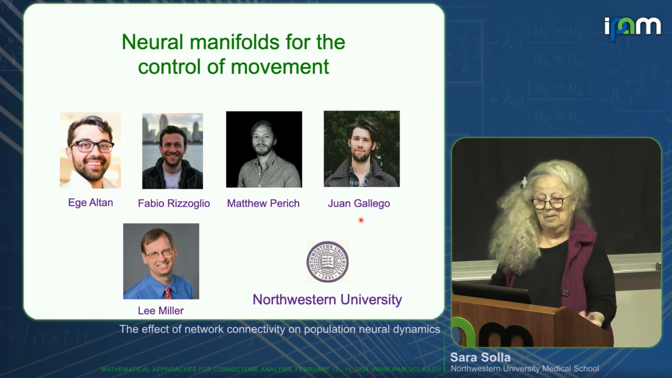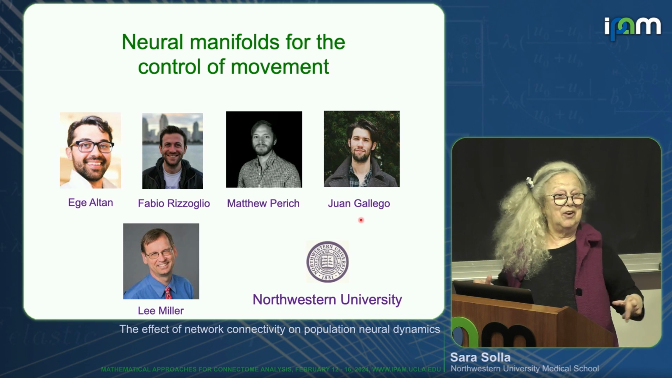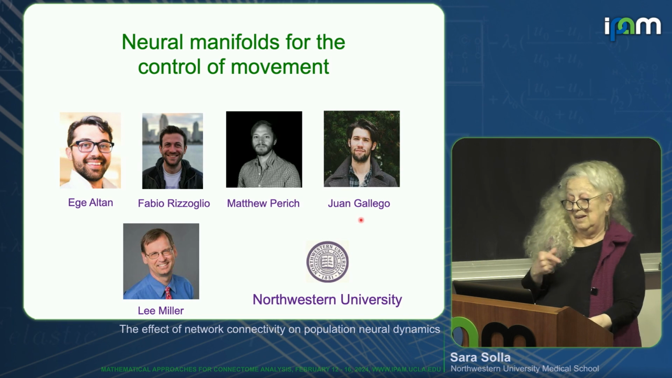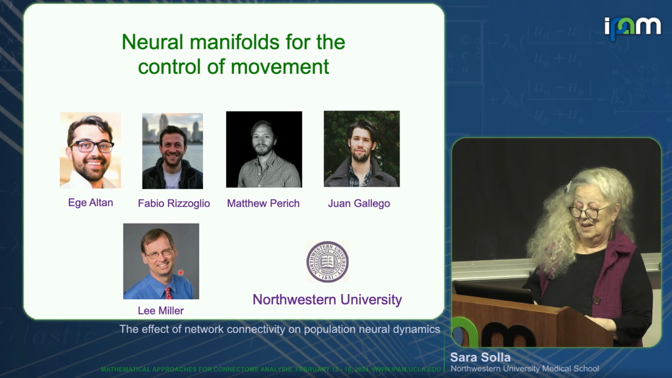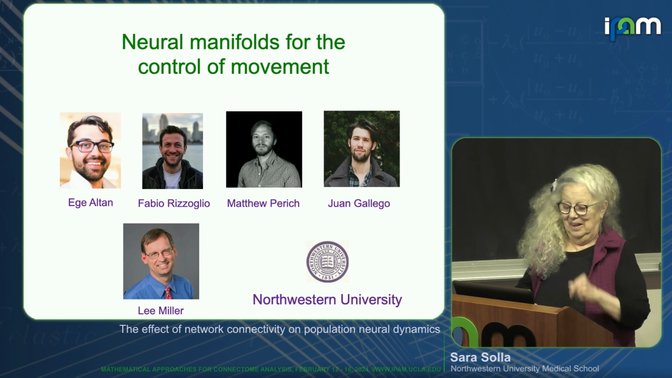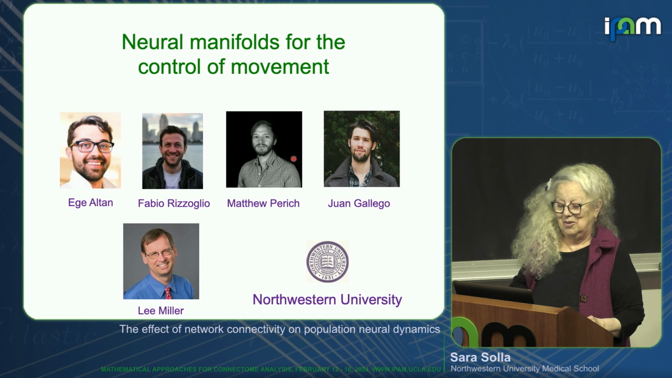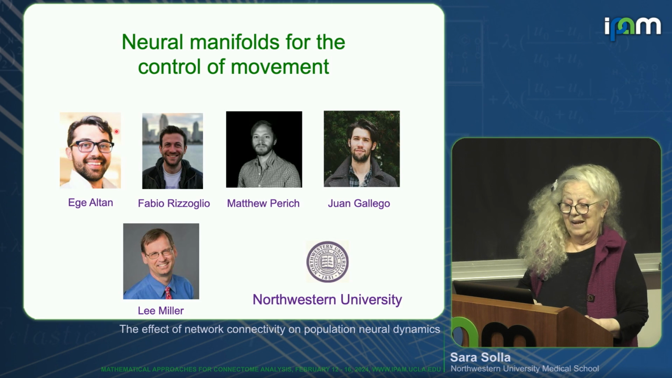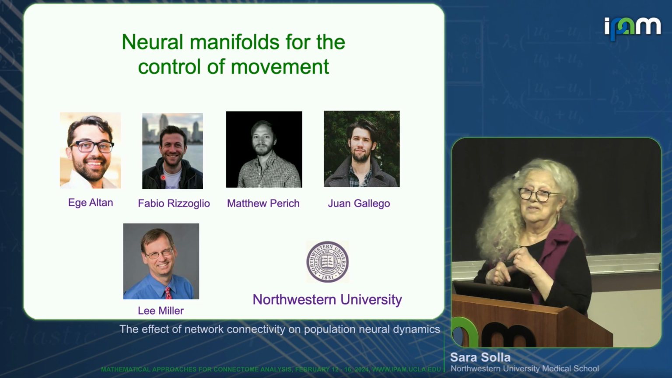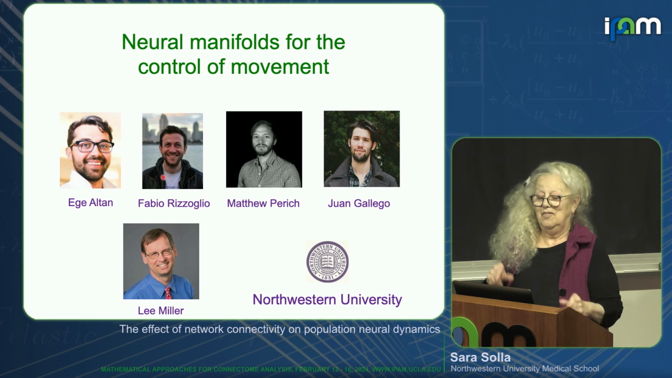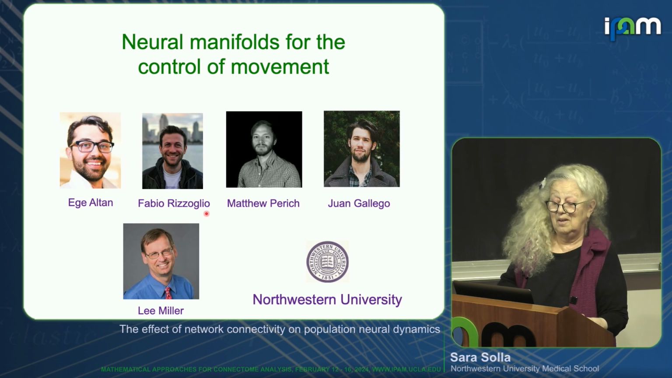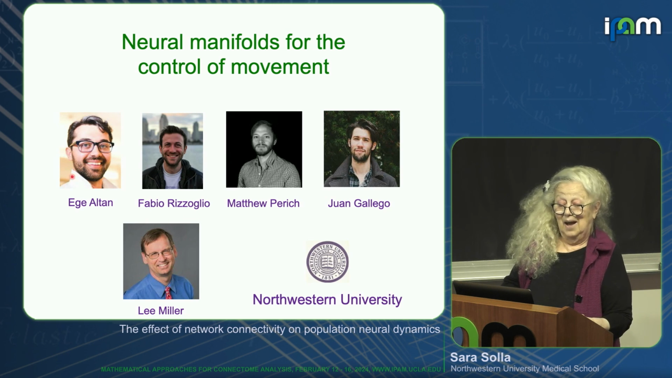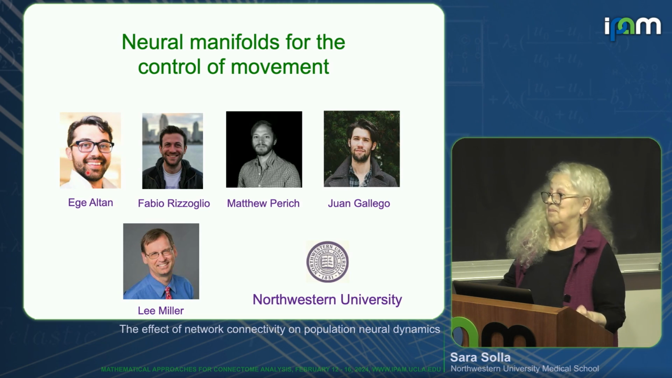And the part I told you about was work of other people that was relevant to the argument I was trying to make, but the part that is our work: Lee Miller runs the Monkey Lab, where the data is obtained. Juan Gallego and Matthew Perich were a postdoc and a graduate student in the lab, co-advised by Lee and myself at the time we wrote our 2017 paper on this, and then more recent analysis trying to understand when the manifolds are linear versus nonlinear have involved Fabio Rizzoglio, who is still a postdoc at the lab, and Ege Altan, who just got his PhD. Thank you.